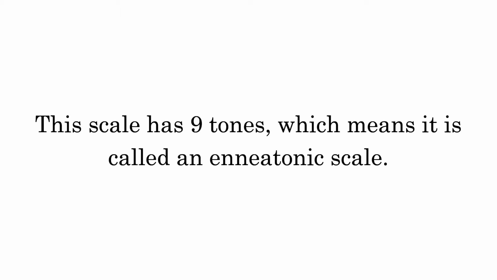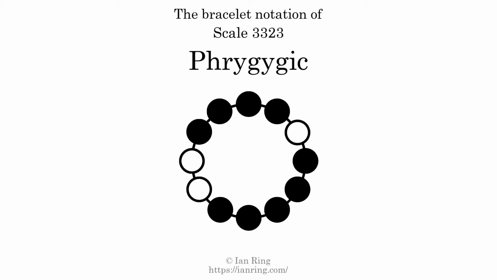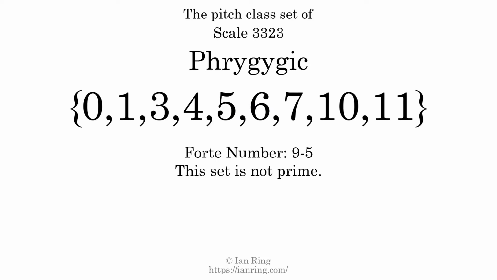This scale has 9 tones, which means it is called an enneatonic scale. This is a bracelet notation diagram of scale 3323. The shaded circles represent tones that appear in the scale, and they are read clockwise, starting at the top. The pitch class set for this scale is 0, 1, 3, 4, 5, 6, 7, 10, 11.